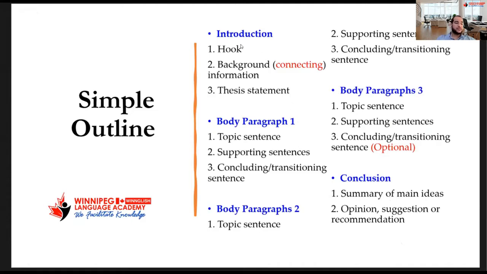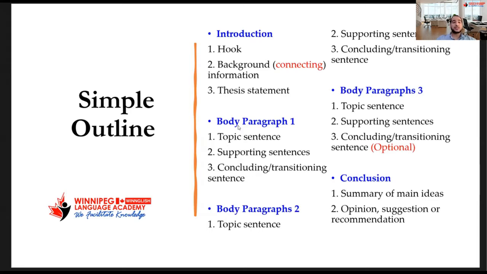In the introduction, we have a hook, background information, and a thesis statement. We talked in detail about how to write each of these. If you're new, you can go back and check the old videos and you'll find details on how to write a good hook, background information, and a thesis statement. Also, for each body paragraph, we need a topic sentence, supporting sentences, and a concluding or transitioning sentence.